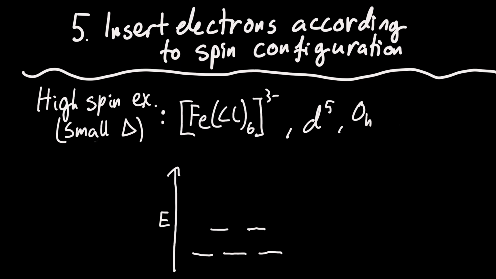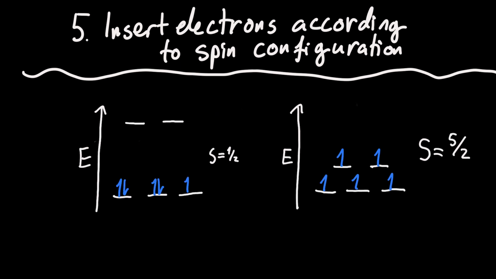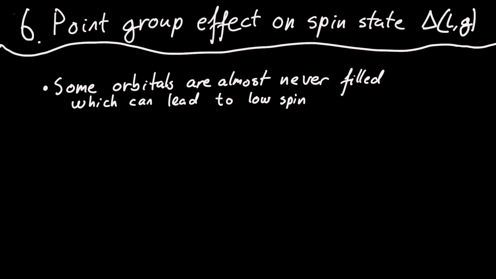If the splitting is small, meaning we have a small delta, then that's better with the high spin configuration, which means it is more beneficial for the electrons to occupy the higher energy orbitals before they pair in the lower ones, such as in hexachloroferrate. The spin number for these complexes are 5/2 for high spin and 1/2 for low spin. The next variable for the delta is the point group, which then makes it important in determining whether it's a low spin or high spin complex.